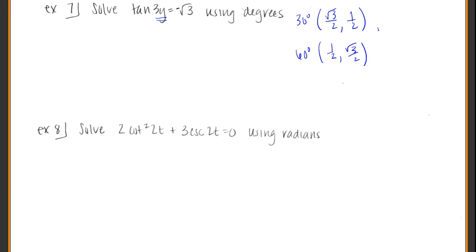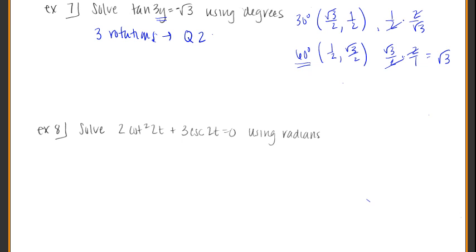Okay, so tangent is y divided by x, or y times the reciprocal of x. So which one of these pairings is going to give me square root of 3 as an answer? If I cancel here, it looks like it's going to be this one right here. So we're really interested in the 60-degree one. But because my answer is negative, obviously I'm looking at 3 rotations. I'm going to give each of my answers where tangent's negative, which is in quadrants 2 and 4.